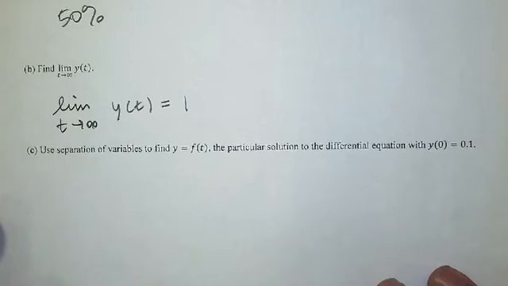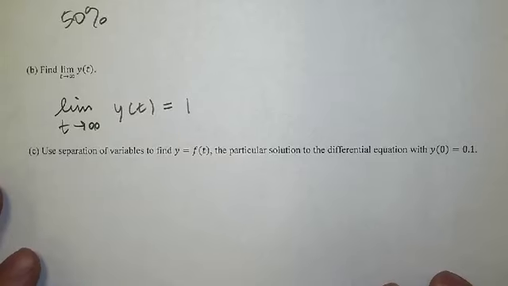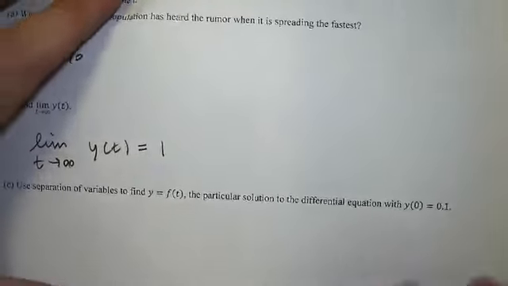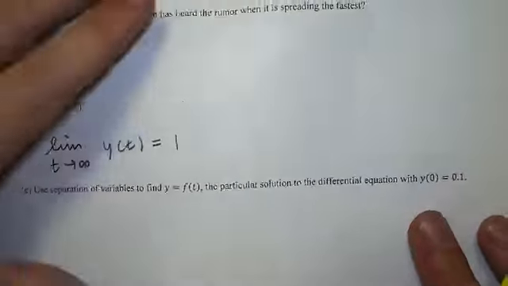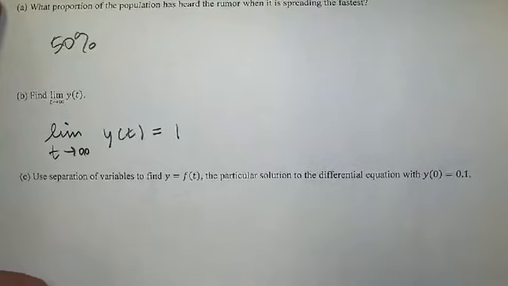Okay, now use separation of variables to find y equals f of t, the particular solution with y of 0 is 0.1. This is going to be a little rough, okay, but it's going to be all right. It's something we can definitely do. We're just going to have to use separation of variables and a partial fraction decomposition. But I put a bunch of room here.